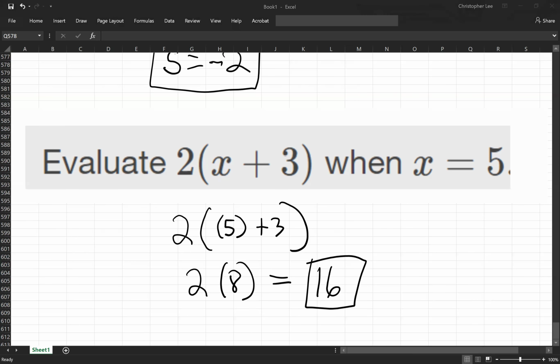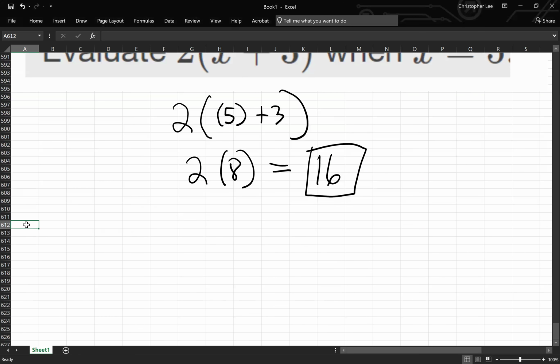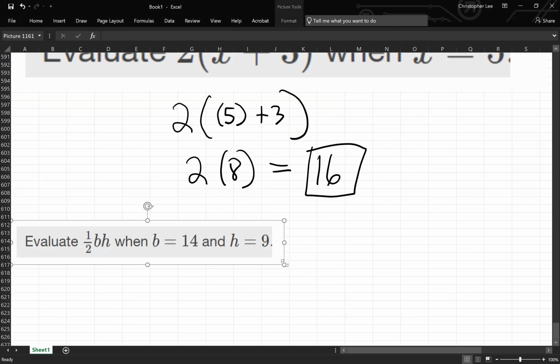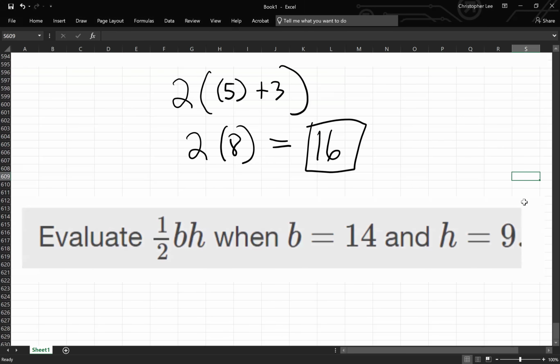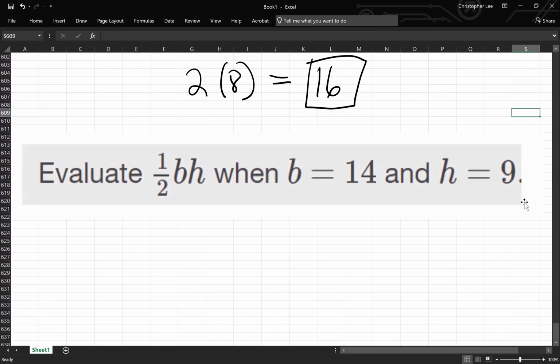All right, just to make me feel good, let's do this next one. Even though I know y'all understand how to do it, it's just to make me feel good. So I have 1/2 BH is equal to, B is 14, H is 9. Tell me what to write. This is going to be 1/2 times what? Good. Times 9. Very good.